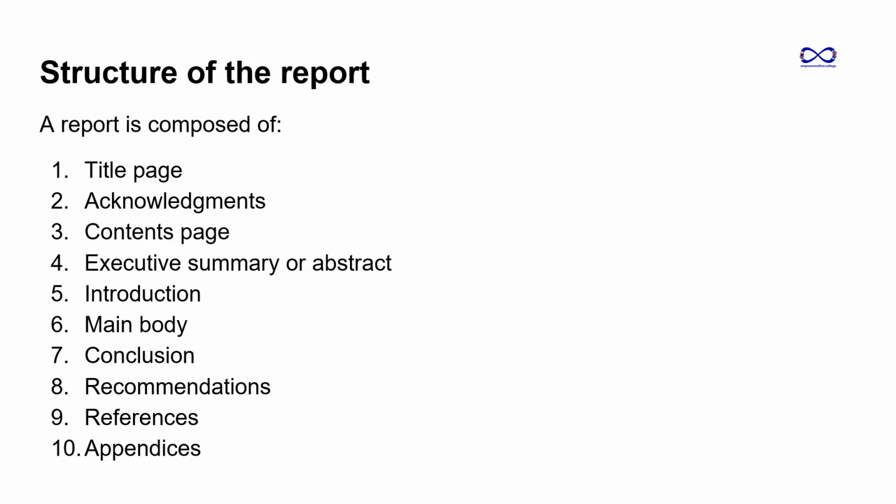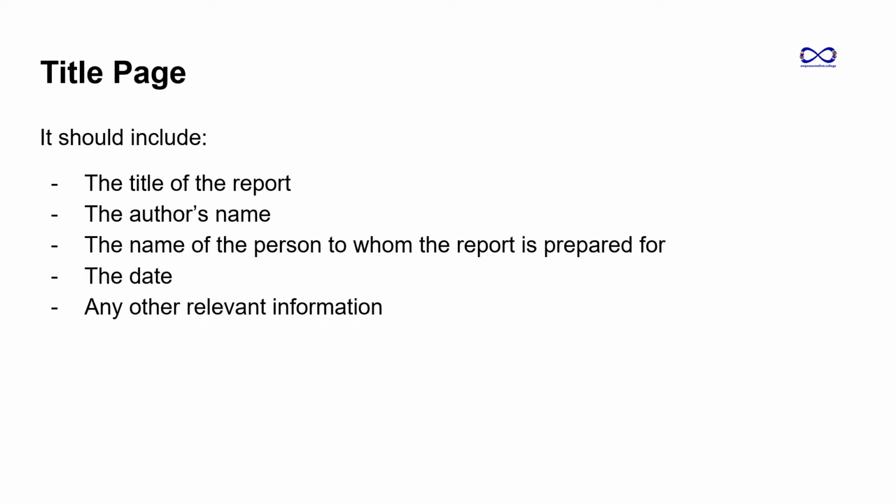The structure of a report is as follows: a title page, acknowledgements, contents page, executive summary or abstract, introduction, main body, conclusion, recommendations, references, and appendices. A title page should include the title of the report, the author's name, the name of the person to whom the report is prepared for, the date, and any other relevant information.